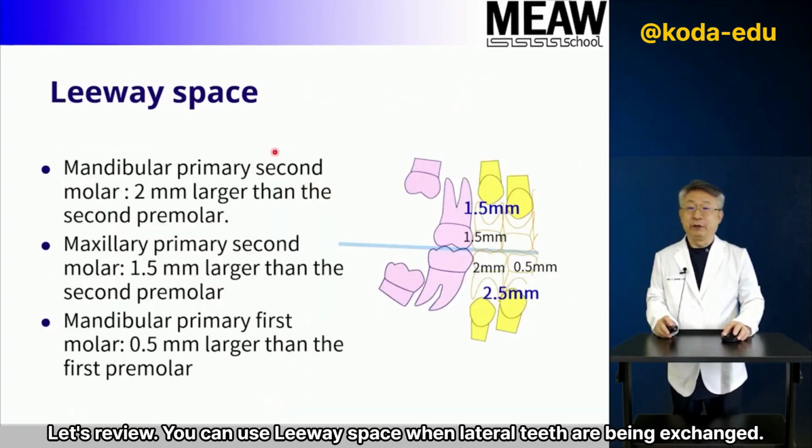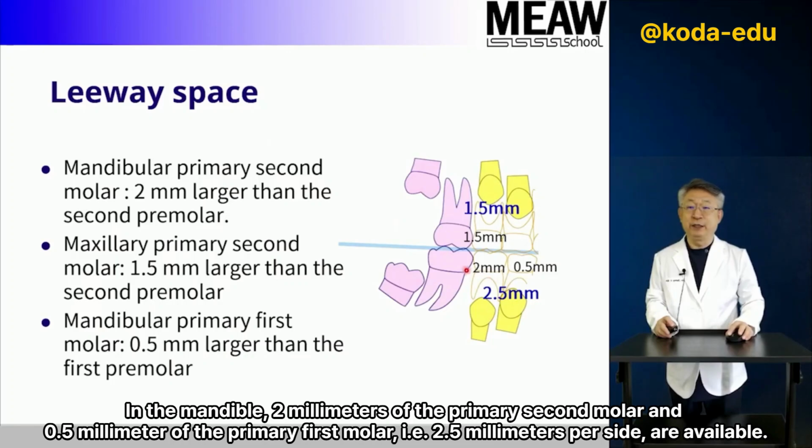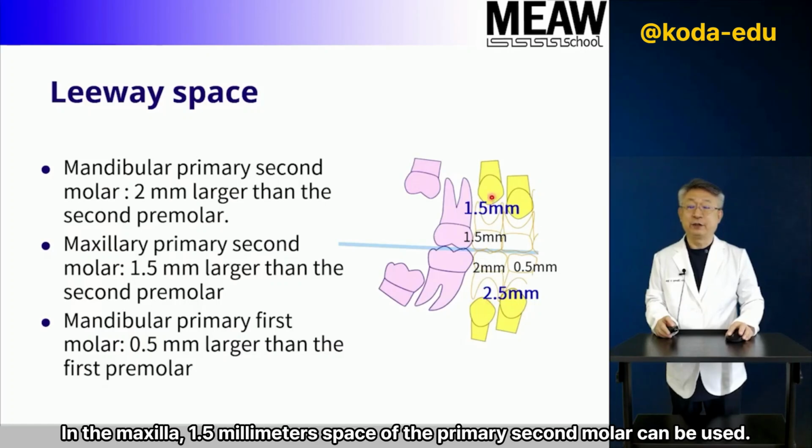Let's review. You can use leeway space when lateral teeth are being exchanged. In the mandible, 2 mm of the primary second molar and 0.5 mm of the primary first molar, i.e., 2.5 mm per side, are available. In the maxilla, 1.5 mm of space from the primary second molar can be used.